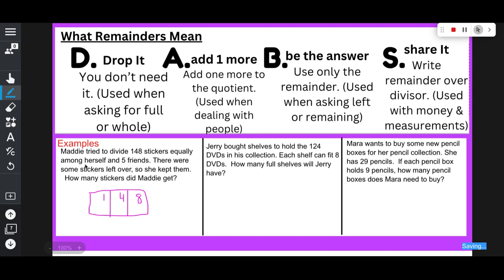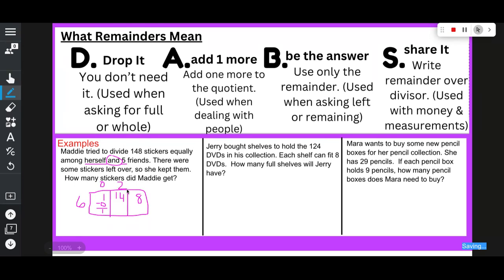And it says herself and 5 friends. So we actually have 6 people. So we need to divide by 6. Always pay attention to how many people there might be that you're dividing by. So now we can do our method, whatever method you're most comfortable with of division.